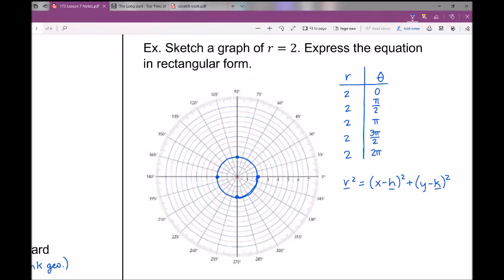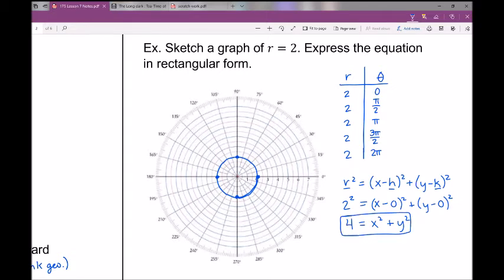So the center of this circle is at 0, 0. It's at the origin. So what happens on the right side is we get x minus 0 quantity squared plus y minus 0 quantity squared. And that is going to be equal to our radius, which is 2, and we want to square that. So the final equation of our circle is just going to be 4 is equal to x squared plus y squared. And so that is our rectangular coordinate equation.